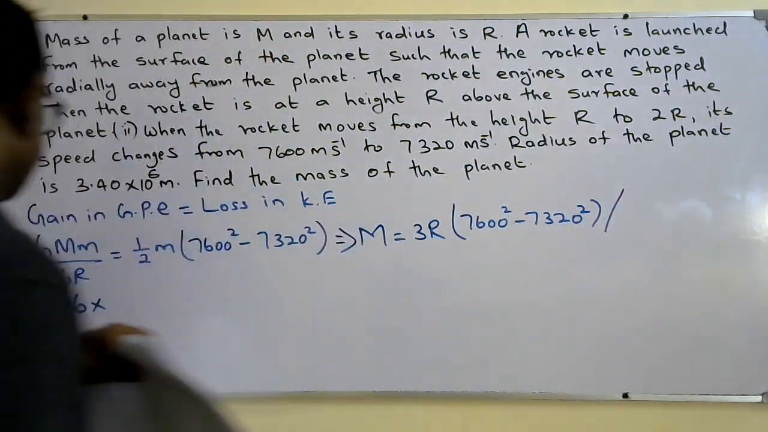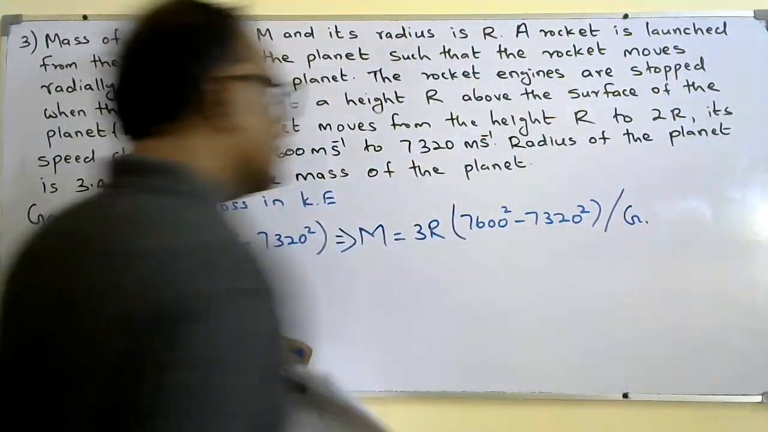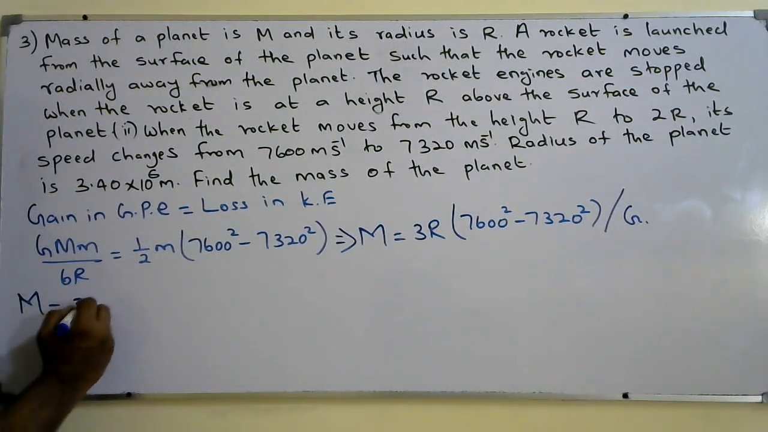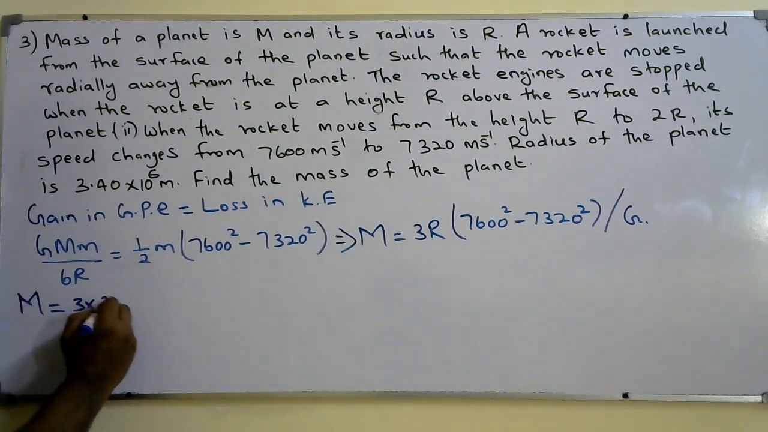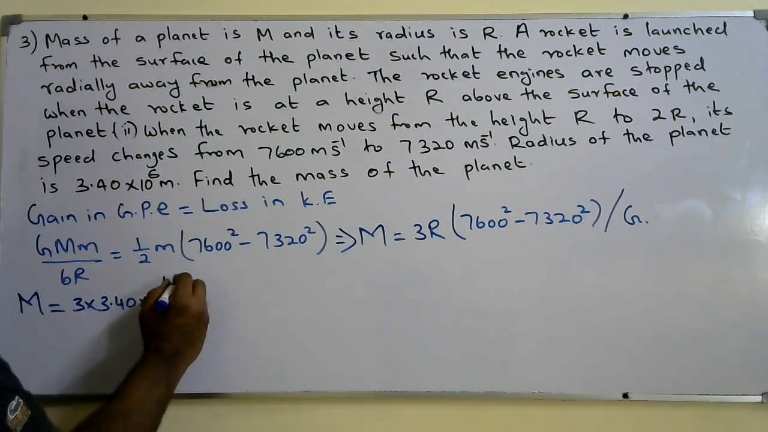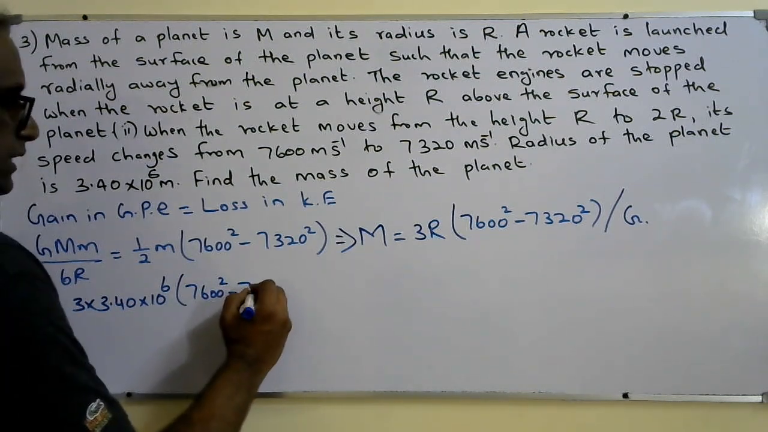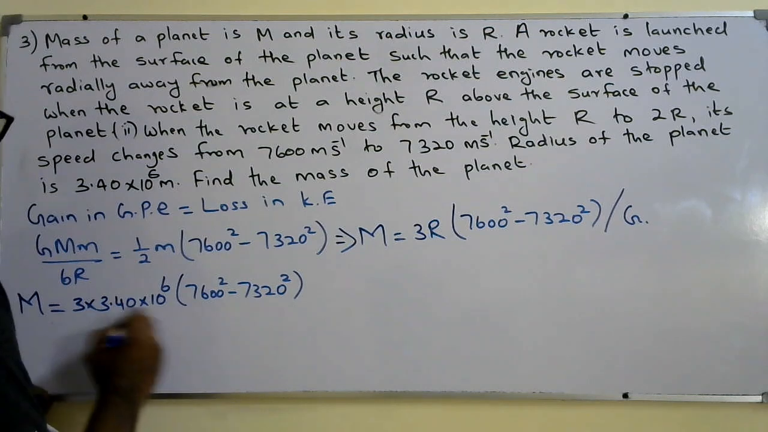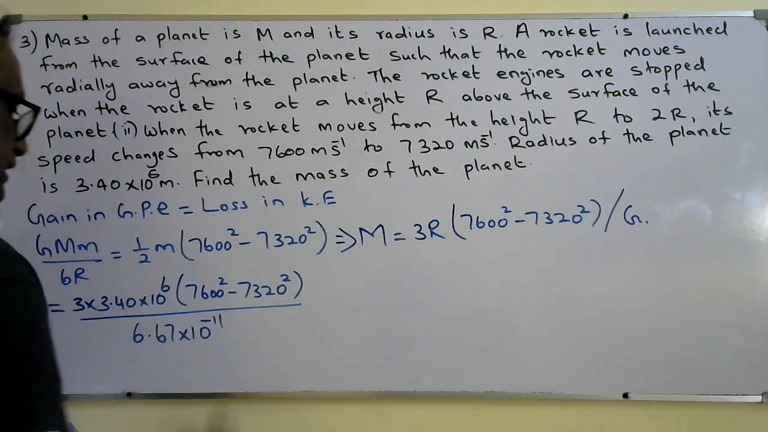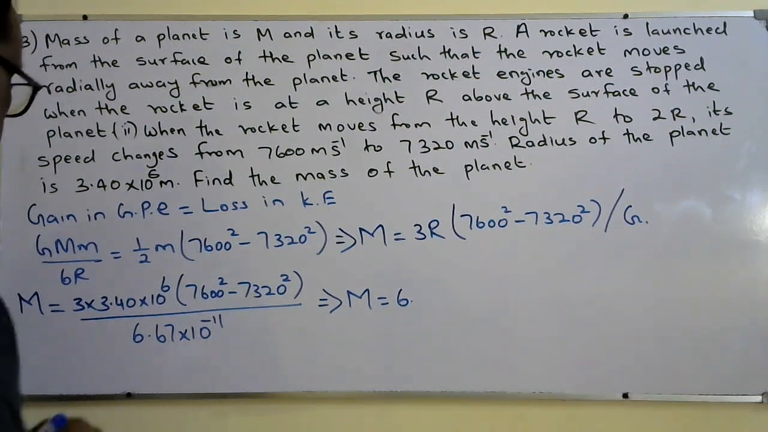Okay, so we'll solve it. M is equal to 3R, so 3 into the radius given, 3.40 times 10 to the power 6, times 7,600 squared minus 7,320 squared, over G. The capital G is 6.67 times 10 to the power minus 11. Solve it, you will get the answer. So mass M equals 6.39 times 10 to the power 23 kilograms. That's the mass of the planet.